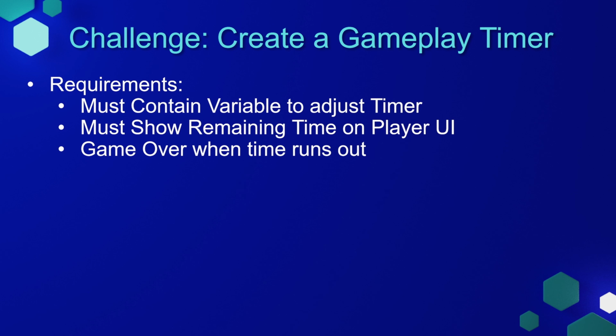So our challenge is to create a gameplay timer. And the requirements are that we must contain a variable to adjust the timer. We must show the remaining time on the player UI, and you must get game over when the timer runs out. If you'd like to attempt this on your own, pause the video now. Otherwise, I'm going to walk you through how I would handle this.